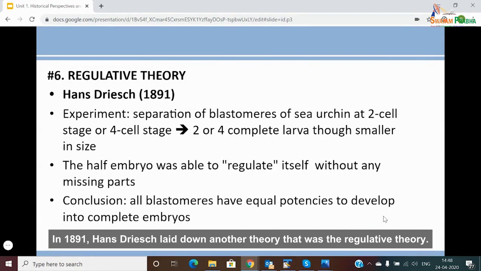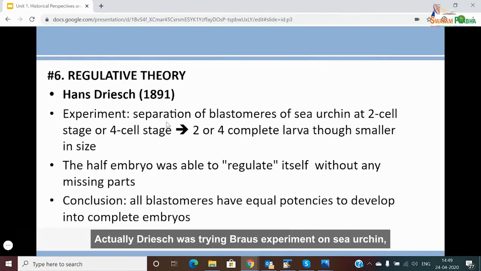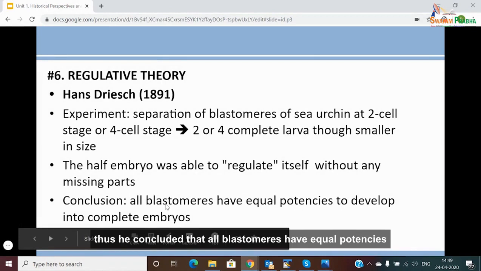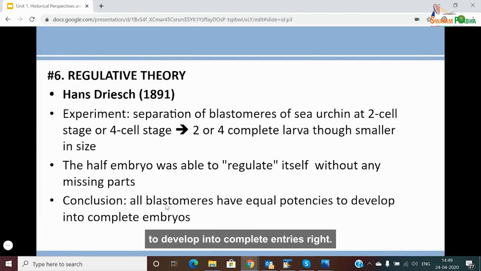In 1891, Hans Driesch laid down another theory, that was the regulative theory. Actually, Driesch was trying Roux's experiment on sea urchin embryos. But to his surprise, separation of blastomeres of sea urchin at the 2 cell stage or 4 cell stage produced complete 2 or 4 larvae, though each of them was smaller in size. Right? And thus, he was able to say that the half embryo was able to regulate itself without any missing parts. Thus, he concluded that all blastomeres have equal potencies to develop into complete embryos.